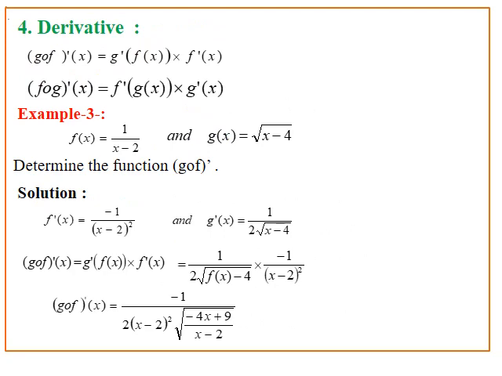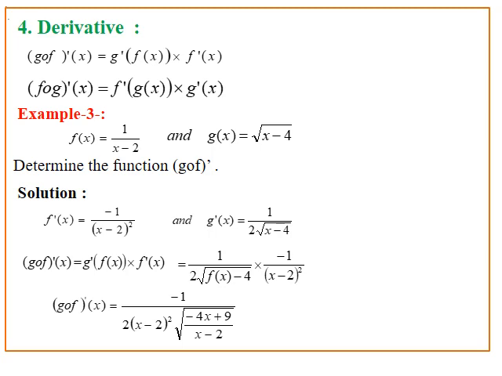4. Derivatives. Derivative of g round f. The derivative of g round f of x is equal to g prime of f of x times f prime of x. And the derivative of f round g of x is equal to f prime of g of x times g prime of x. If f of x is equal to 1 over x minus 2 and g of x is equal to radical x minus 4, determine the derivative of g round f.